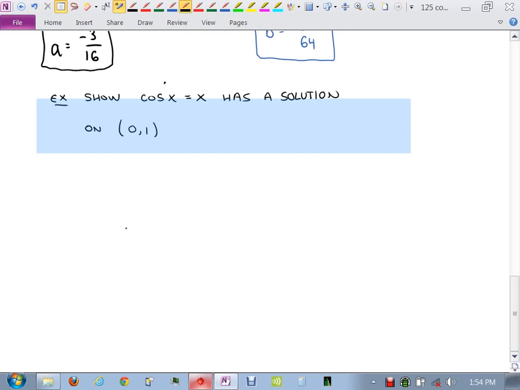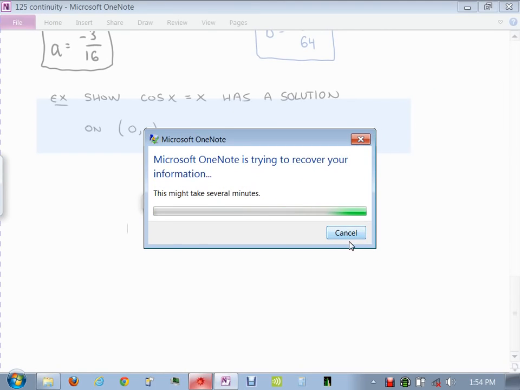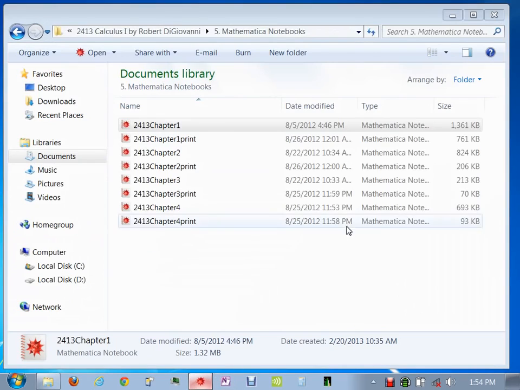I may have just brought my computer to its knees here. I really don't know what's going on with this computer this semester. It's really lagging on me. Yeah. I don't have several minutes.